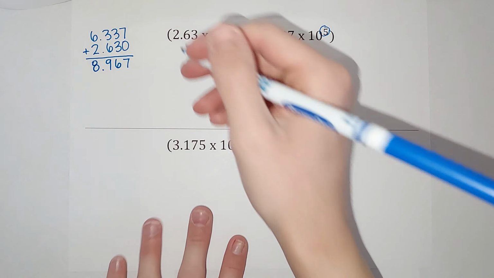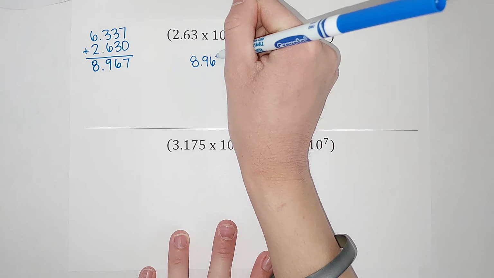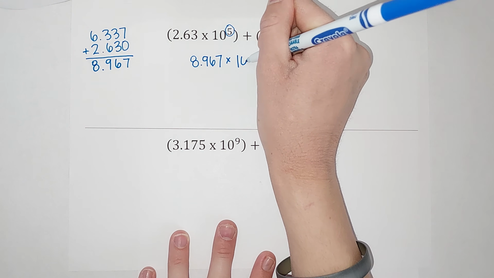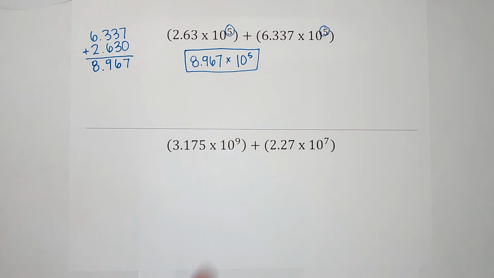Okay, so now I've got 8.967 times 10 to the 5th power. And that is my answer, friends. When the exponents are the same, it's super easy, okay? When they are different, there's just an extra step, okay? So when they're different, we need to get them the same, okay? So we can either get them both to be 10 to the 9th or both to be 10 to the 7th, okay? So this is just when you kind of have to think about it a little bit, okay?